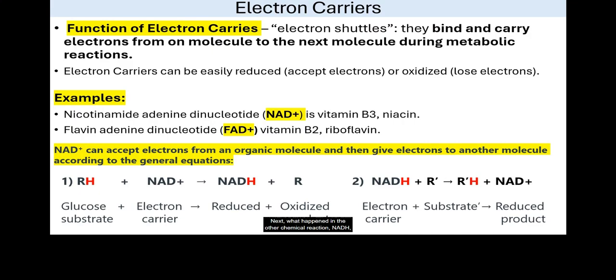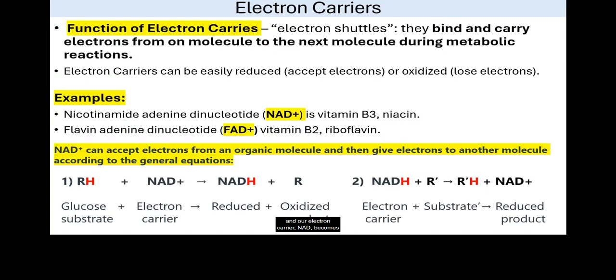Next, what happens in the other chemical reaction? NADH, which is an electron carrier currently carrying electrons in the form of hydrogen, will transport these hydrogen ions together with electrons to the other substrate. The equation shows R here second. And what will be the result of this? The substrate now will become product and it will be reduced. Reduced means it's gaining energy in the form of hydrogen.